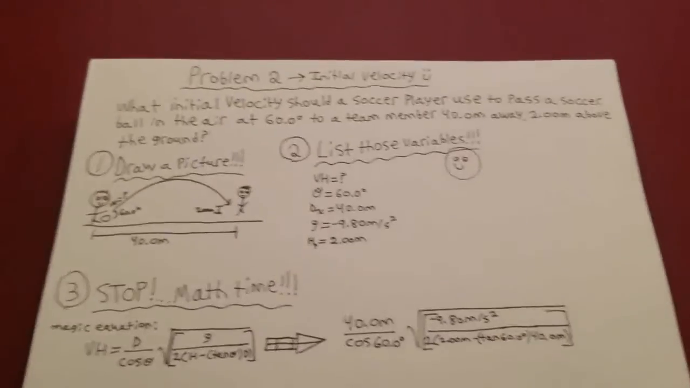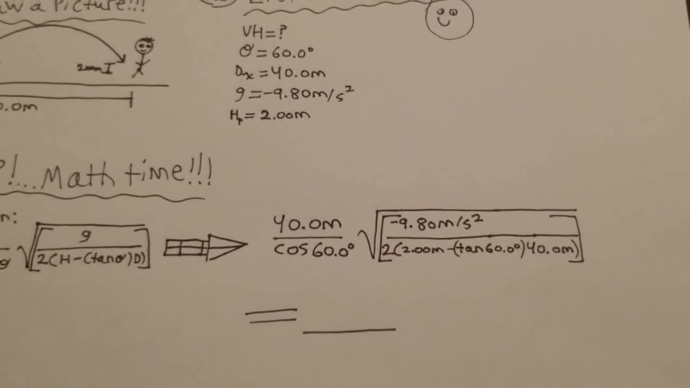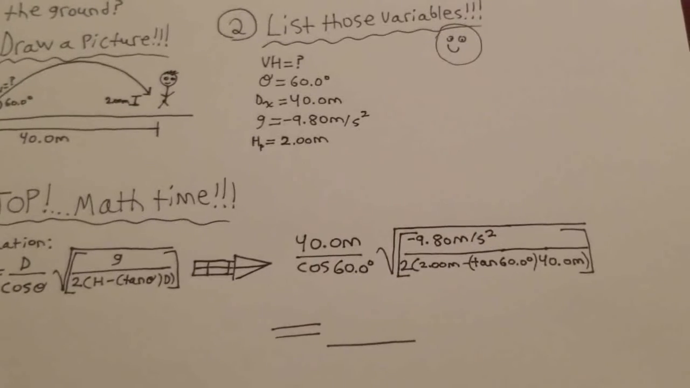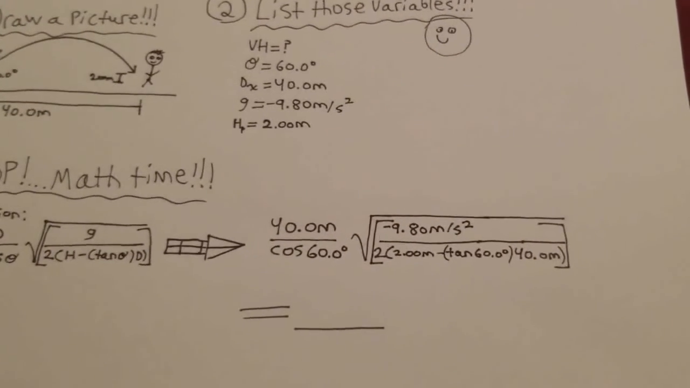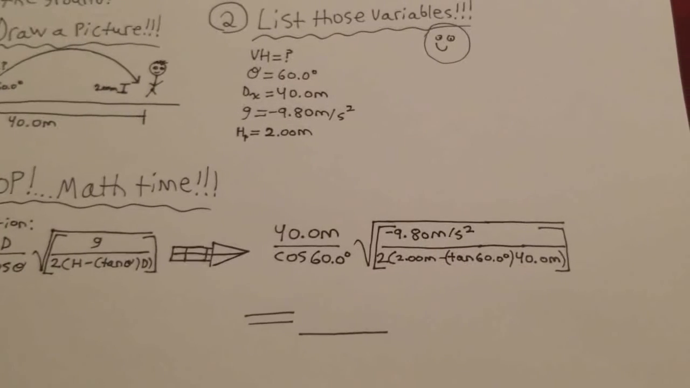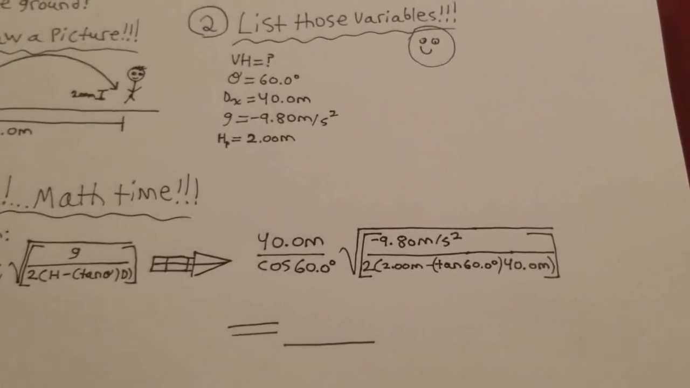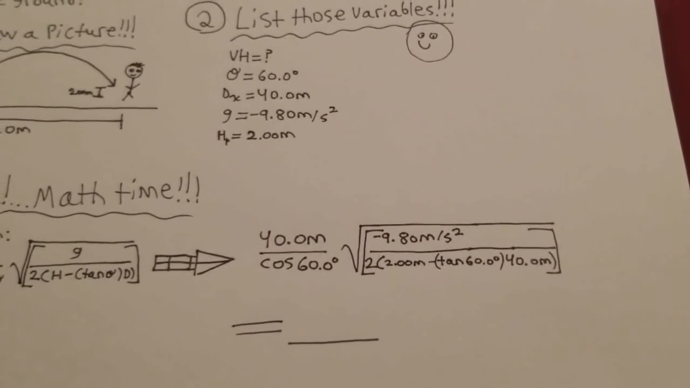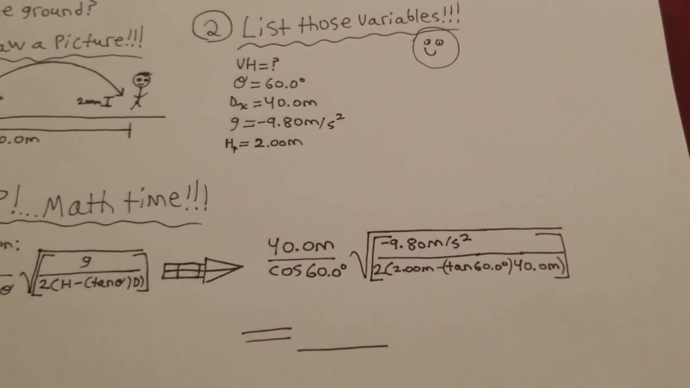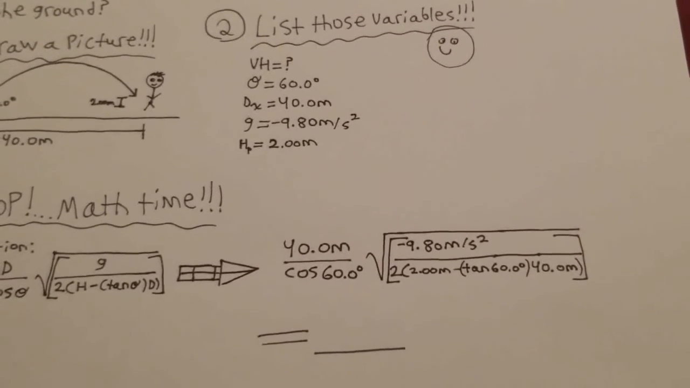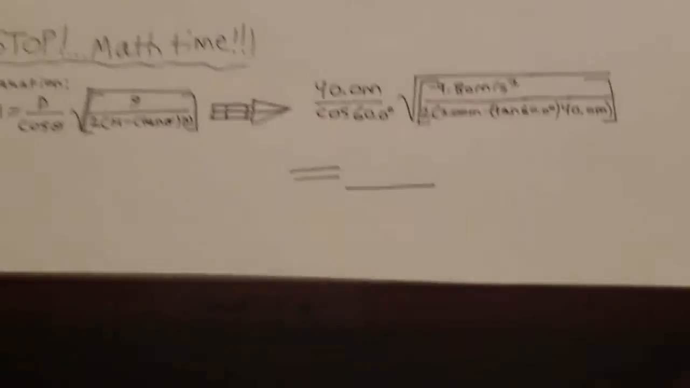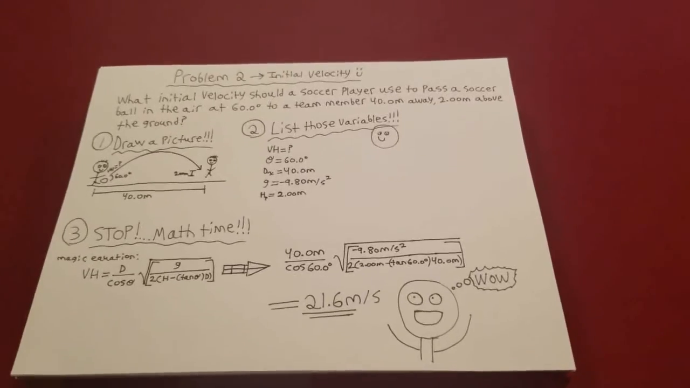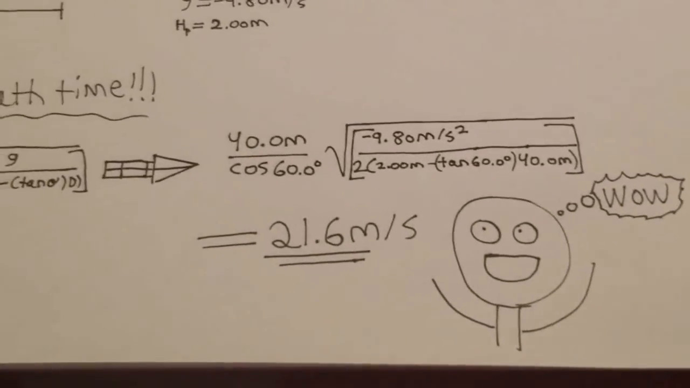Now we are going to plug in our known variables, and we will have 40.0 meters divided by cosine 60.0 degrees times the square root of negative 9.80 meters per second squared divided by 2 times 2.00 meters minus tangent of our angle 60.0 degrees times 40.0 meters. And our initial velocity is... Our answer is 21.6 meters per second.